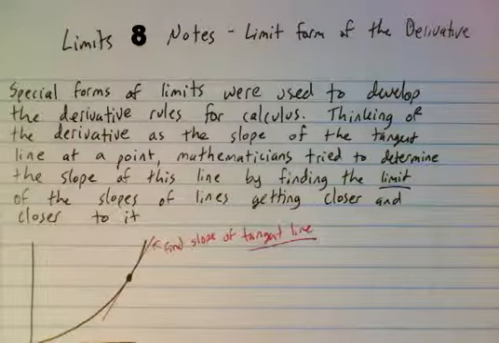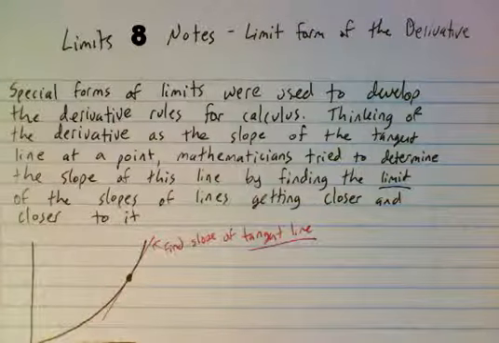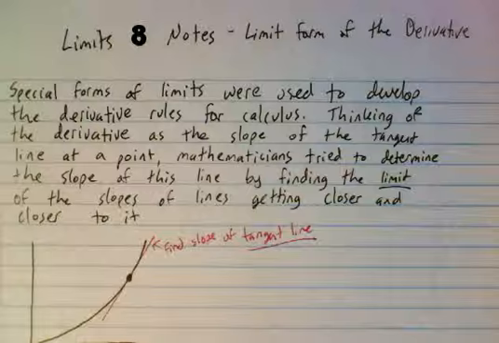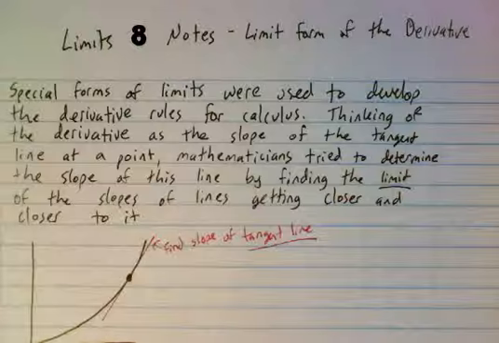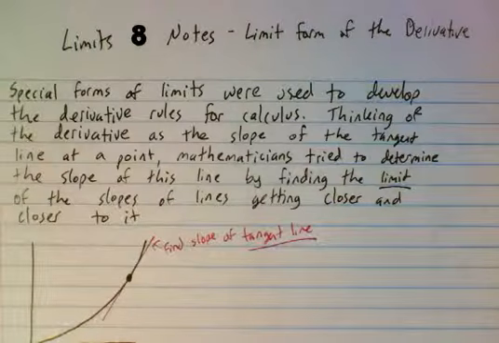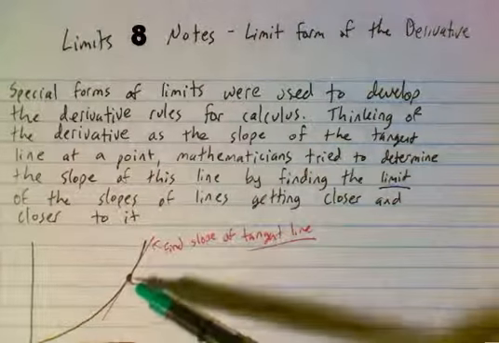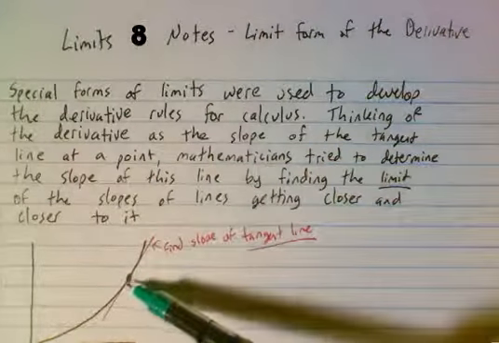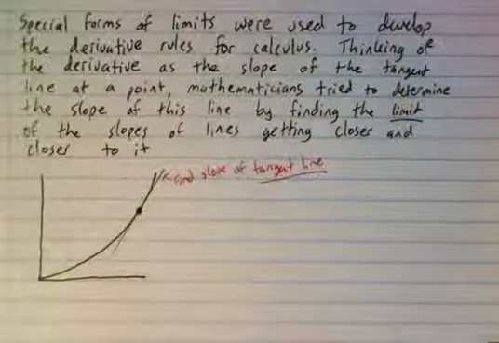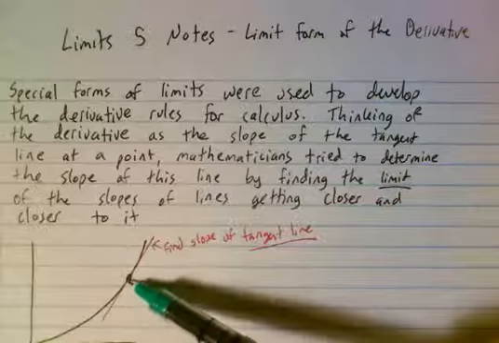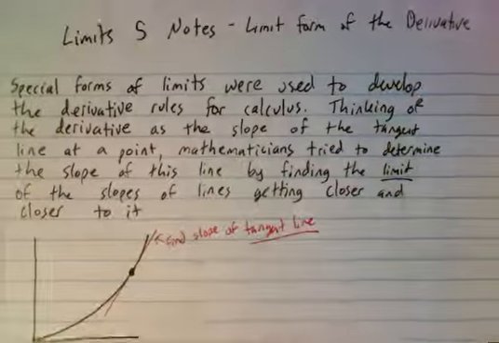So what was happening when the derivative rules were developed was that mathematicians were thinking of the derivative as the slope of the tangent line at a particular point. And so they tried to determine the slope of this line by finding the limit of the slopes of lines getting closer and closer and closer to it. Because you see, if we only have one dot, we can't find the rise over run just at that dot because we can't go up or over.